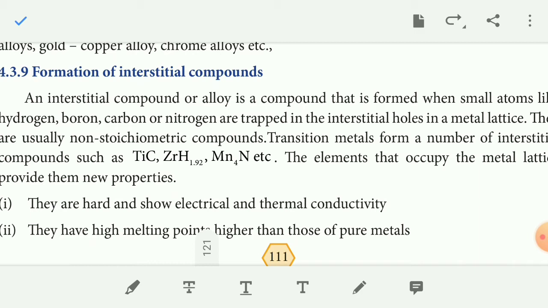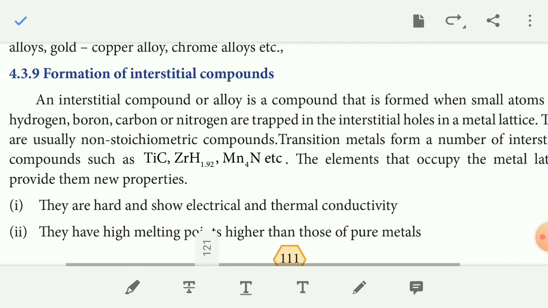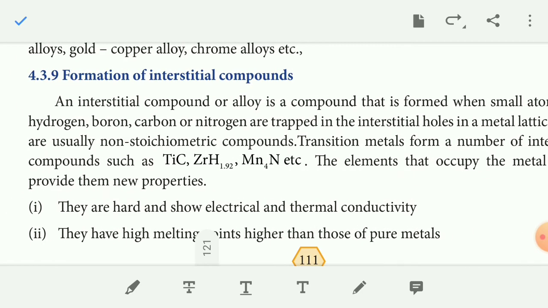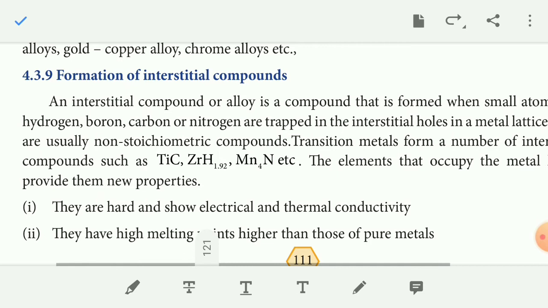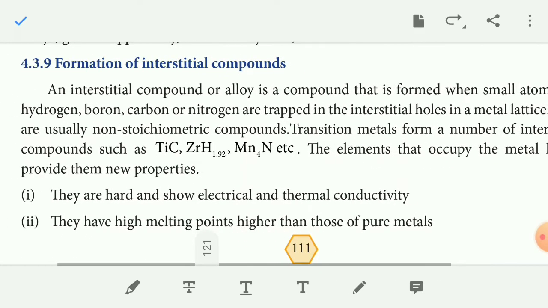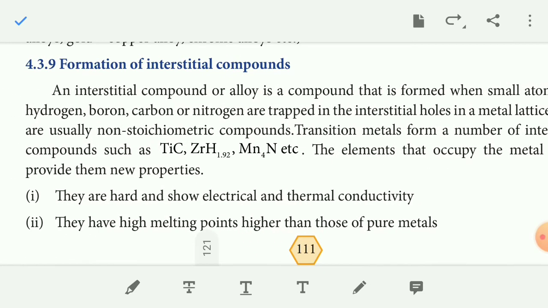In a metal lattice, in the interstitial holes, these smaller atoms go and get trapped, they say. So they are usually non-stoichiometric compounds. Transition metals form a number of interstitial compounds. Examples: TiC, ZrH, MnH, etc. These elements occupy the metal lattice, giving new properties.